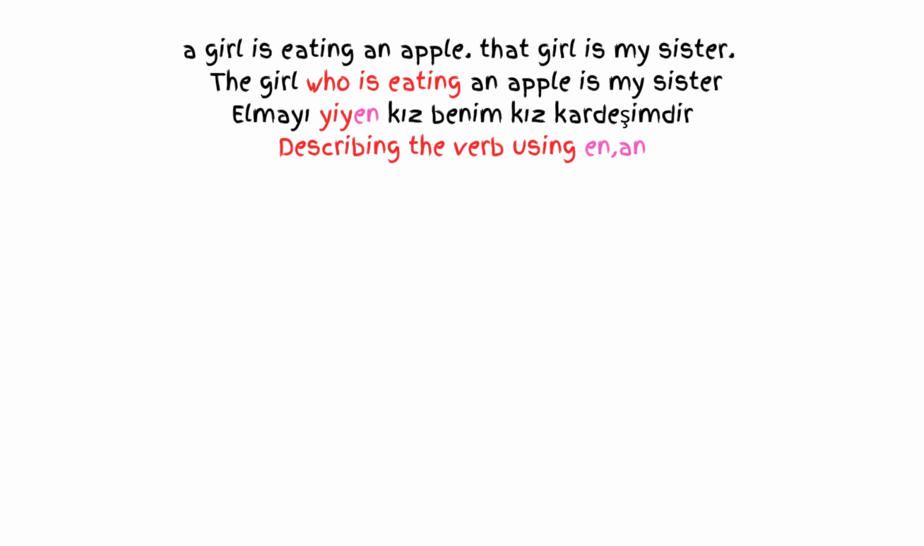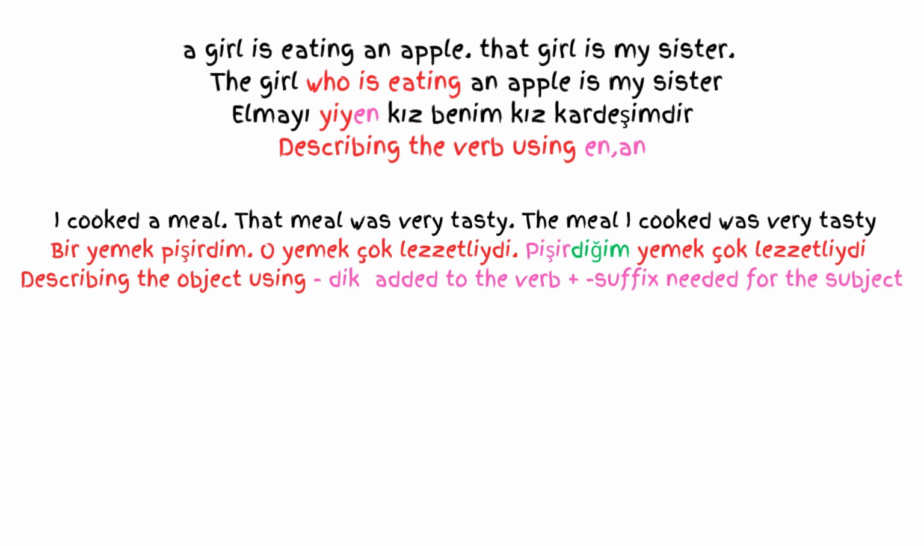That's the first situation. The second situation that we're going to learn is when we describe the object using the suffix dik, like this. I cooked a meal. The second sentence is, let's imagine, that meal was very tasty.